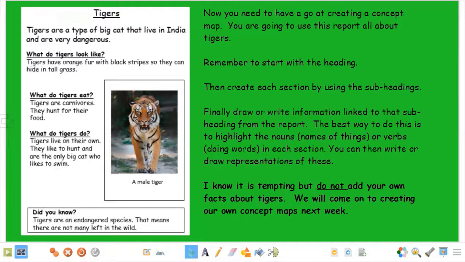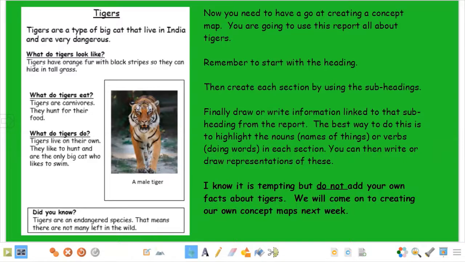Okay, now after you've done that comes the tricky part, because what you need to do is go through this report and highlight any words that you think are important key words. Remember, those can be nouns, the names of things. They can be verbs, doing words or action words, or they can be adjectives. Okay, then you need to write or draw visual representations, small pictures in each of the sections, just like I did with the panda report.